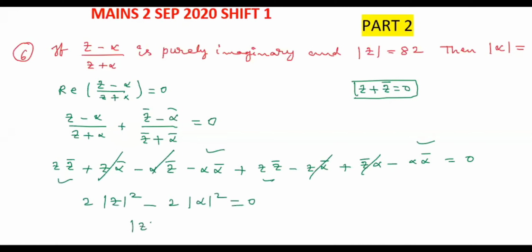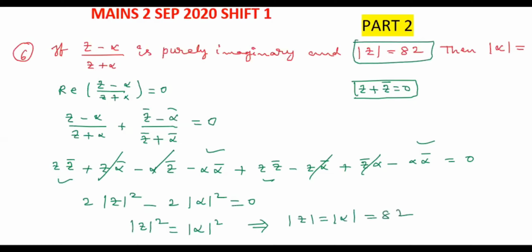Finally, mod Z square is equal to mod alpha square, but they are asking only the mod alpha value. That means mod Z is equal to mod alpha. Here already given mod Z is equal to 82. So that means mod alpha is also 82. This is also a very easy question.